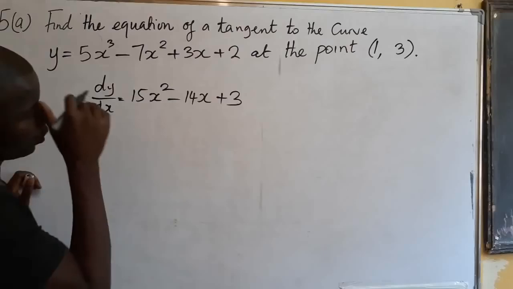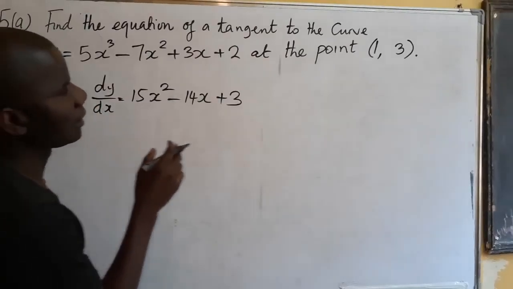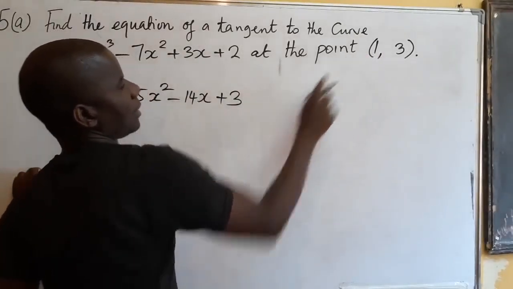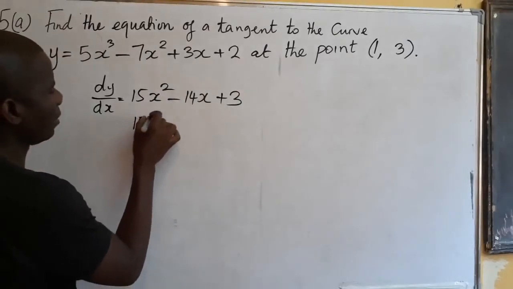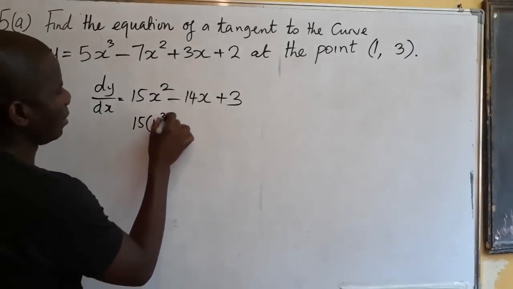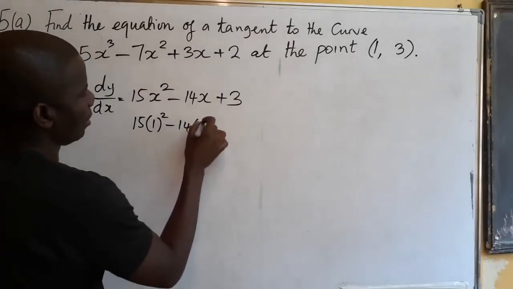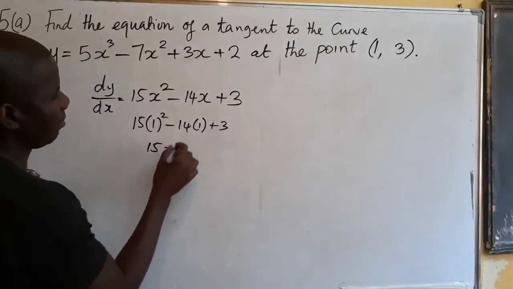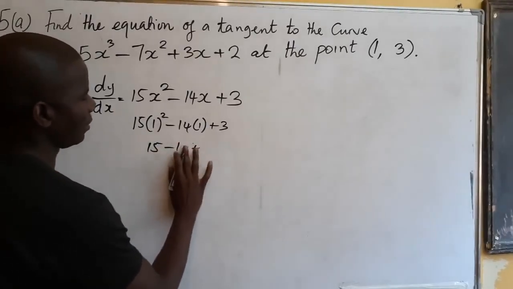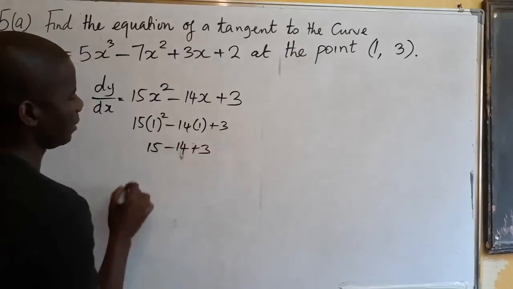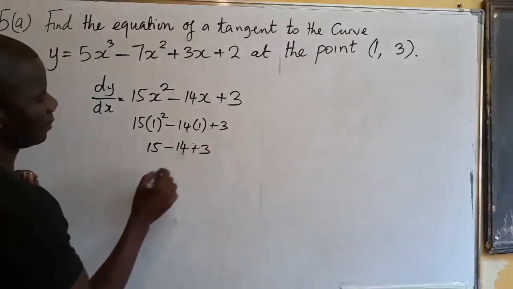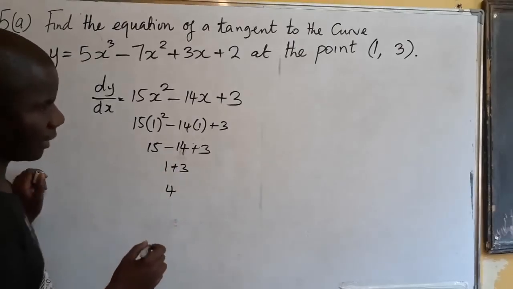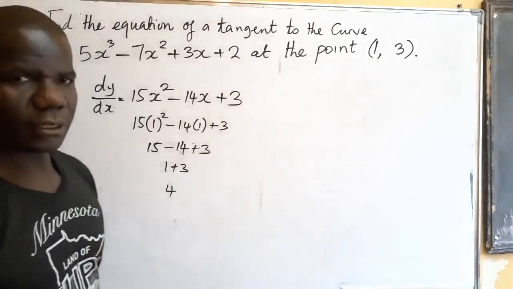So now, here we need to find the actual gradient. So what are we supposed to do? Where there is x, we need to put what? Where there is x, we need to put 1. This is the x coordinate. So we put 1. So this will be 15 minus 14, sorry, minus 14 plus 3. What do we get here? This is going to give us 1 plus 3. We get 4. So 4 is our gradient.